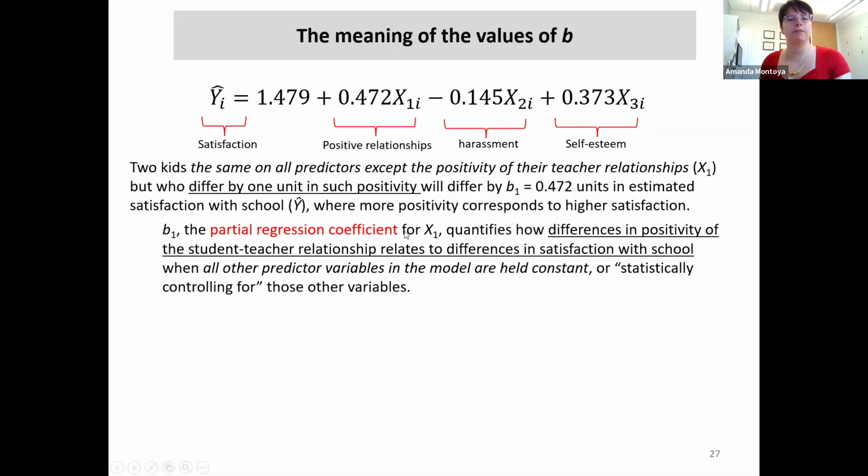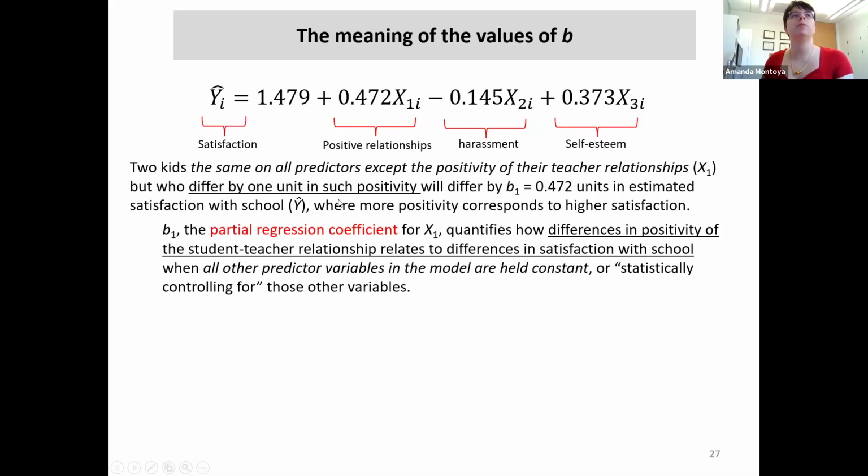The name is derived from partial correlation in that we're partialing out the other predictors prior to estimating the relationship. And this is quantifying how differences in the positivity of student-teacher relationships are related to differences in satisfaction with school when all other predictors in the model are held constant. This might also be described as statistically controlling for all other variables, or adjusting for. There's a lot of language that's used around this that is all acceptable.